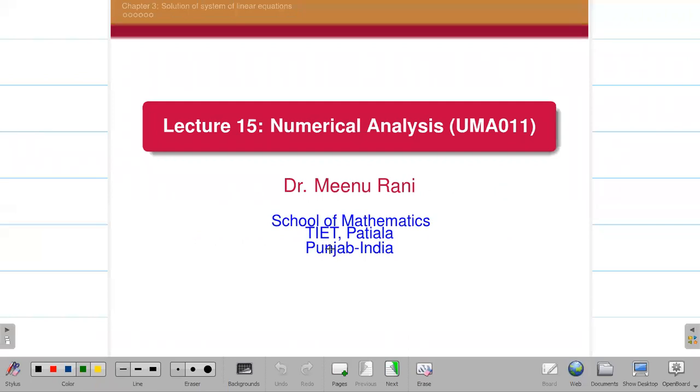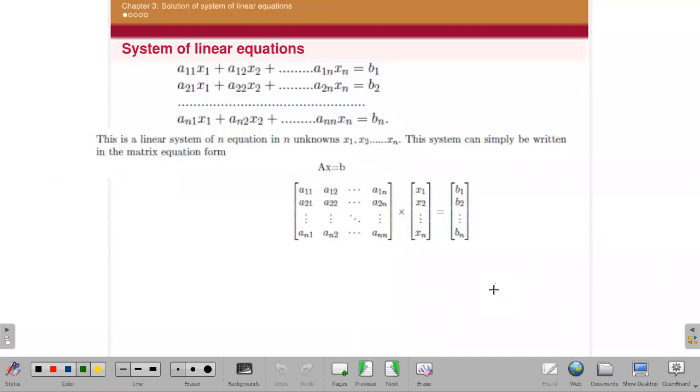So we have started the third chapter also, that is solution of system of linear equations. I have given you the introduction also, so just revise it. What is a system of linear equations?